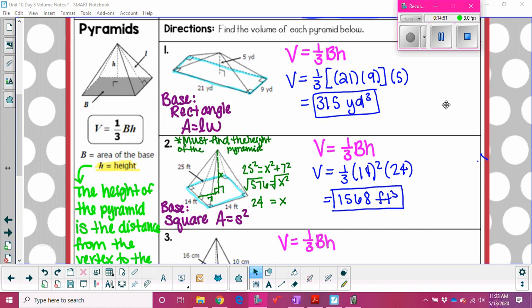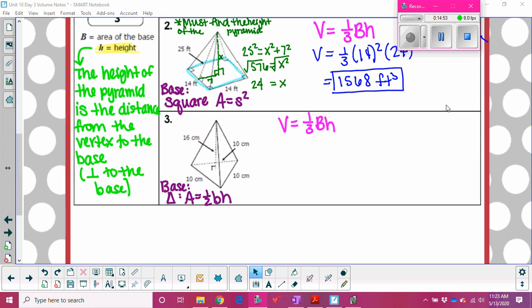Okay, so pause the video and try number 3. Okay, so in number 3, our base is a triangle. And the formula for the area of a triangle is 1/2 base times height. So here is our, let me highlight that for us. So our base here, right there, okay, is a triangle.